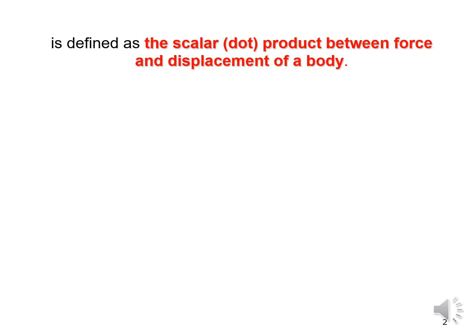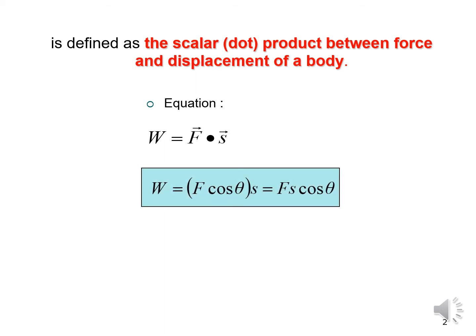So for today we will look into work. The main definition of work is that we can define it as a scalar or dot product between force and displacement of a body. So by an equation, work will be equivalent to F dot S.